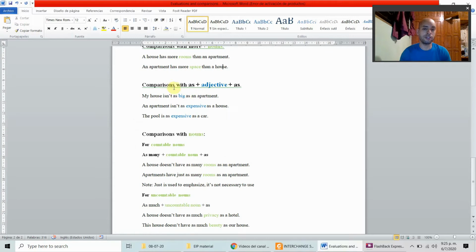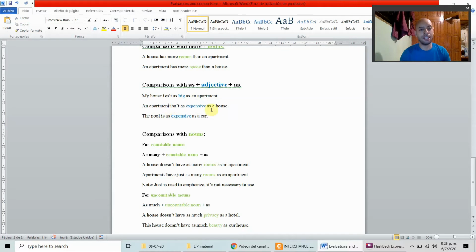Now, comparisons with as plus adjective plus as. The description says here, it is a comparison. My house isn't as big as an apartment. What are you comparing? My house and an apartment in general. My house isn't as big as an apartment. We use as plus adjective plus as, and we make the comparison based on the adjective in question.